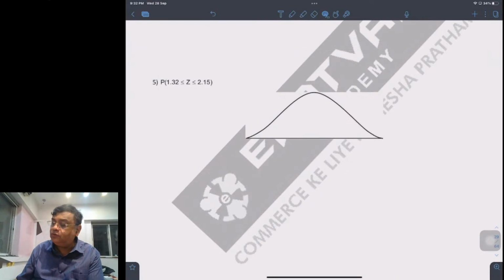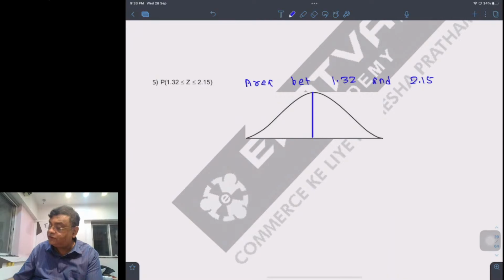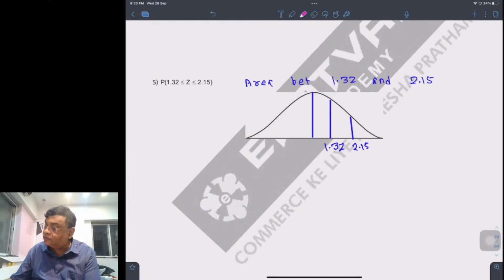Is 1.32 less than or equal to z less than or equal to 2.15? My question is, what does that mean? What it means is that this is area between 1.32 and 2.15. Now this 1.32 will be the value over here and 2.15 is the value over here. Now I want to get an area between this and this. Is that correct? I hope this is clear.